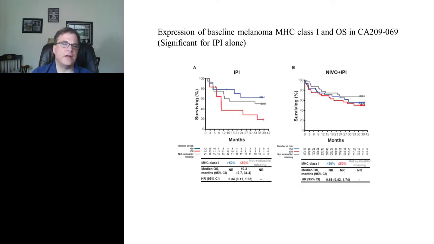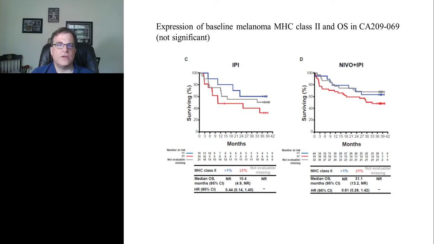So here are the Kaplan-Meier analyses again. It's encoded for IPI on the left for class 1 expression. Patients who had loss of class 1 did not do as well as patients who had intact class 1. Because of the combination, the Nivo IPI arm did not see such a significance. And again, while there was a trend towards the importance of class 2 in the Nivo-containing arm, it did not reach significance, obviously, with patients getting both Nivo plus IPI.